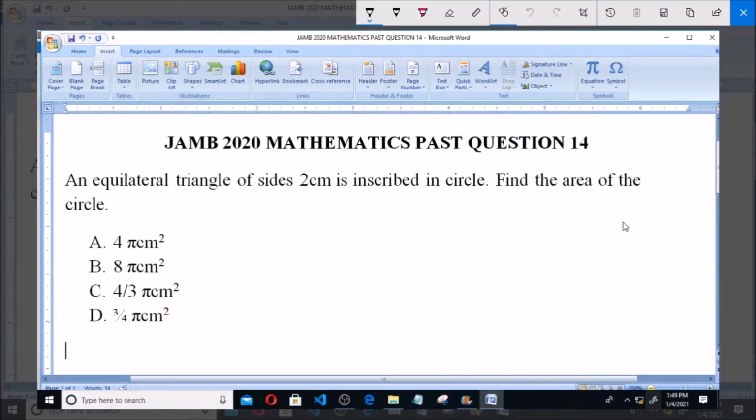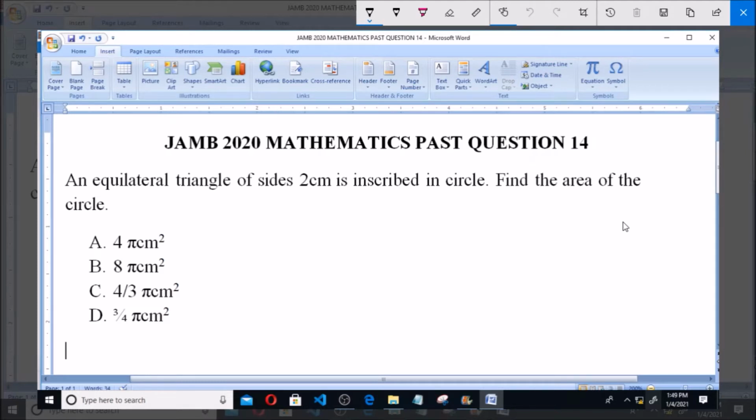I'll be answering JAMB 2020 Mathematics Past Question 14. An equilateral triangle of sides 2 cm is inscribed in a circle. Find the area of the circle. Now, an equilateral triangle simply refers to a triangle that has its 3 sides equal and also has all its angles the same. Now, the options are A: 4 pi cm², B: 8 pi cm², C: 4 over 3 pi cm², and D: 3 over 4 pi cm².